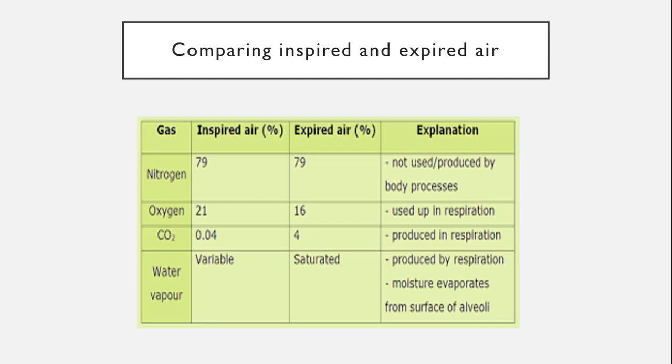This is the explanation. You have to know it because you are going to be asked for it. Oxygen is 21% in inspired air, and in the expired air it gets to 16%. Why? Because it decreases, because it is used in respiration. It is the main gas that is used by the cells in the respiration process. So that's why the amount of oxygen decreases in expired air.